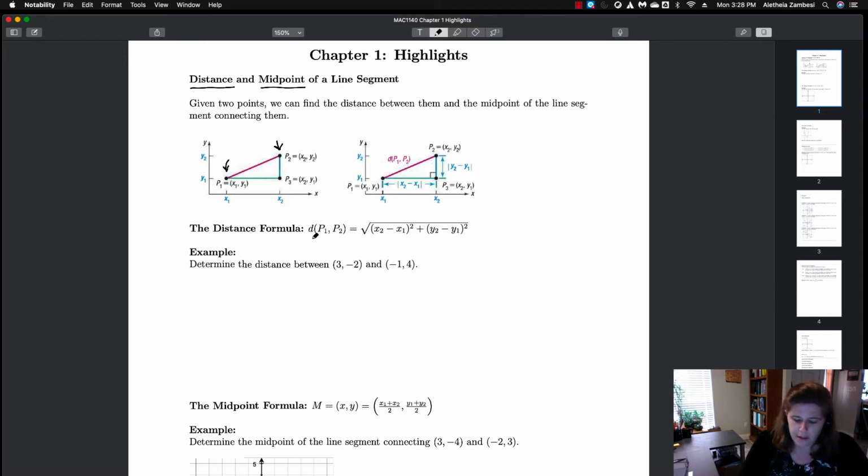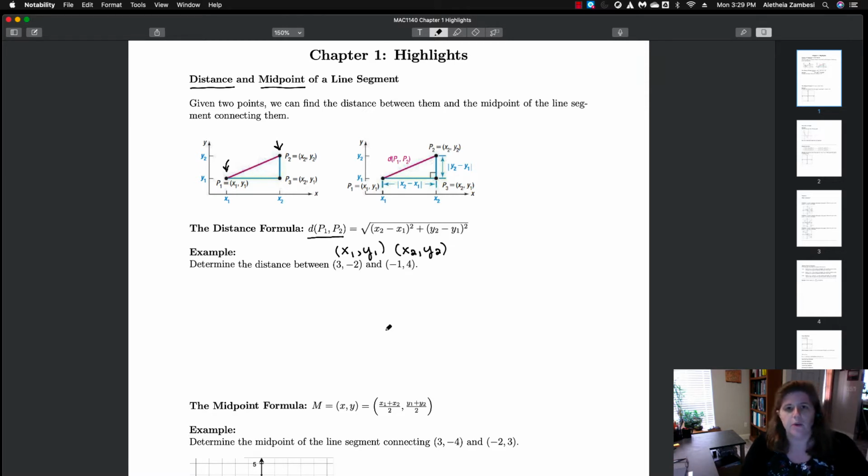So the distance formula is the distance between point 1 and point 2 is equal to the square root of the x length side squared plus the y length side squared, and we add those together inside that square root. So if we want to determine the distance between the points (3, -2) and (-1, -4), we're just going to plug that into that formula. So here, if we put this as point 1, that means these points are x1, y1. And if we put that as point 2, we have x2, y2.